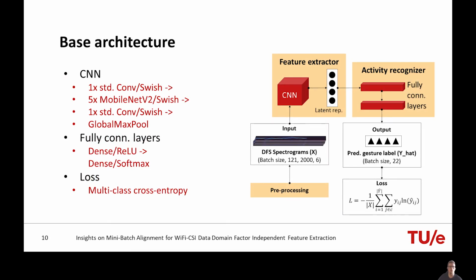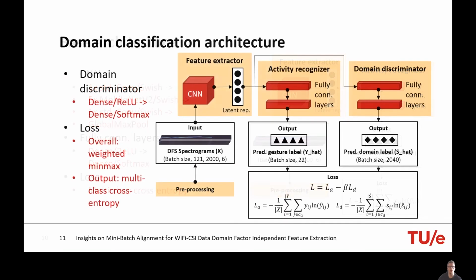Our architecture is essentially tested against the base architecture. That is basically the architecture that you have seen previously, except no similarity learning is involved. And we have also tested this on a domain classification architecture, which is essentially just an architecture that classifies specific domain labels, which are a unique combination of different domain factors.